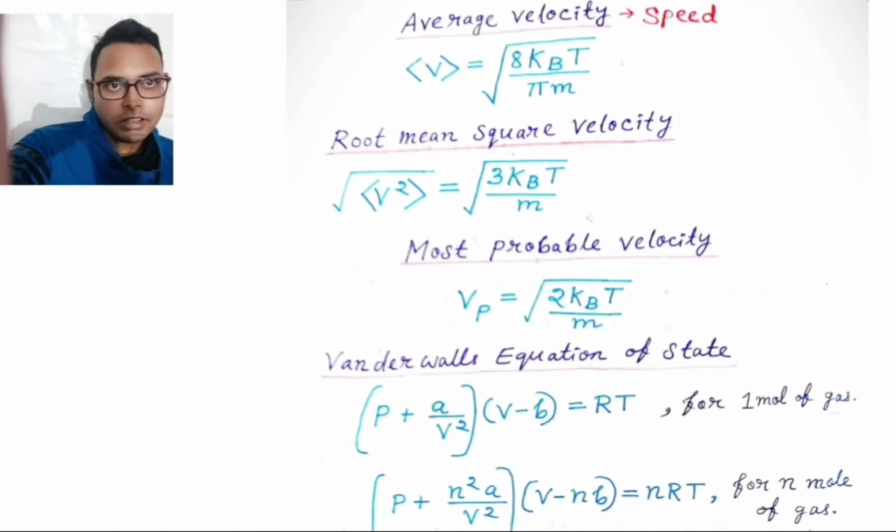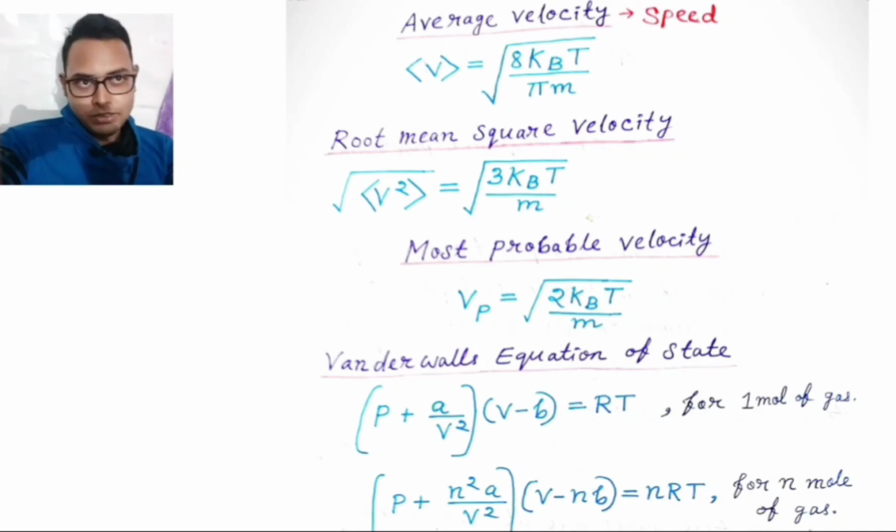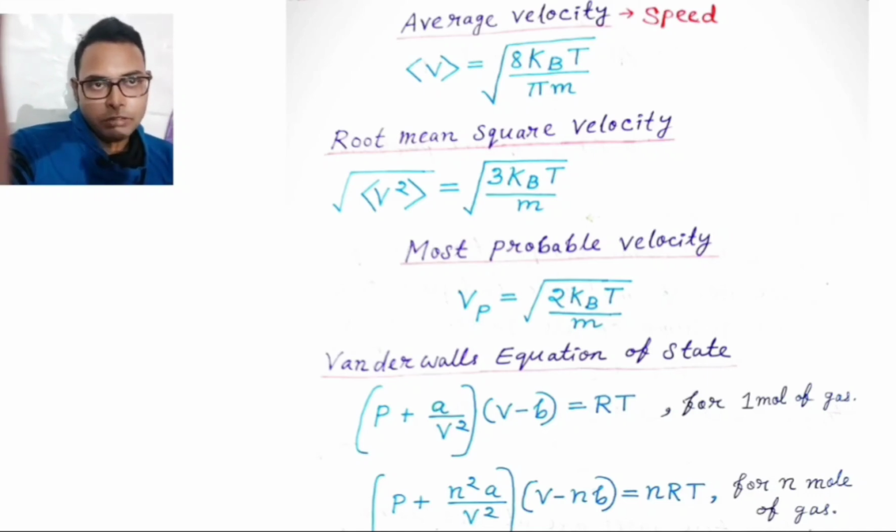And average velocity, this comes in most of the exams. Remember and understand this concept. Average velocity or average speed is equal to root over 8kBT by pi m. We can calculate from density or the equation of state of the process.